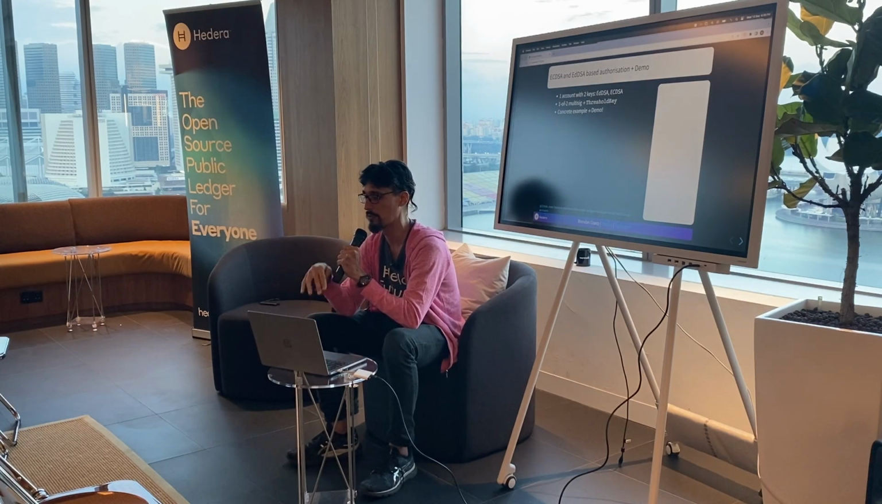All right, so I'm going to do a code walkthrough over here, right? And we're going to be doing basically a 1 of 2 multi-sig, and specifically it's going to have one ECDSA key and one ED25519 key, right?